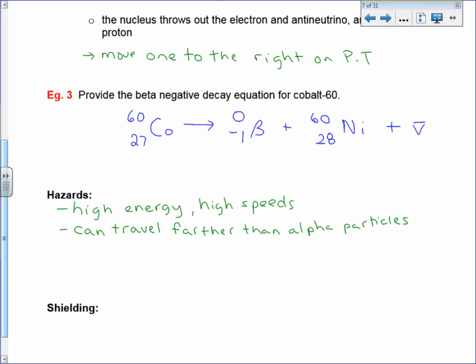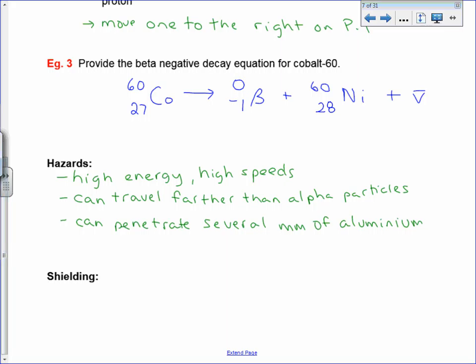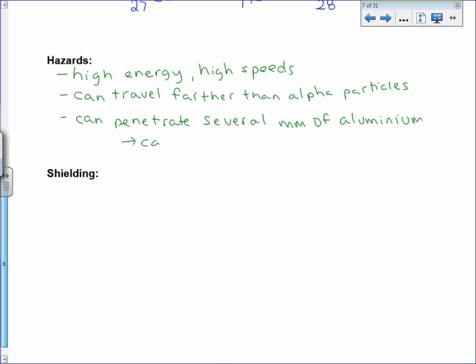And they can penetrate several millimeters of aluminum, which means they can travel several centimeters into the body, into tissue. So in order to shield beta particles, they need to be shielded.